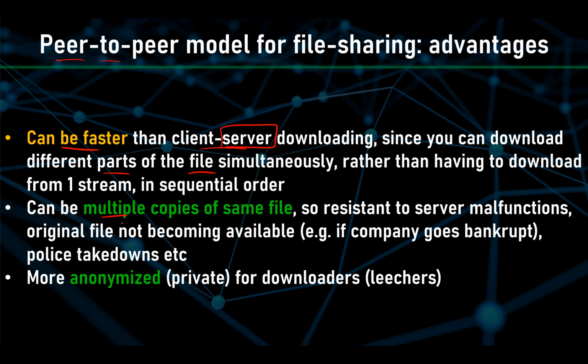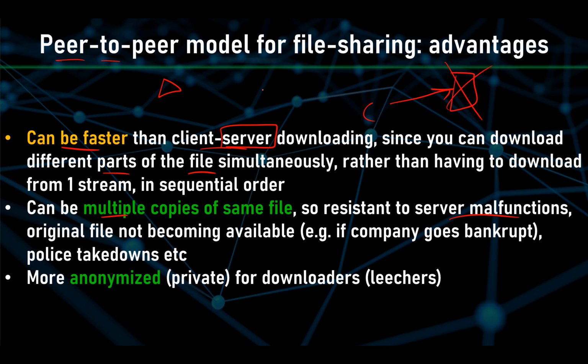Also, if you've got a healthy network, where the file is copied among lots of different peers, then you can have multiple copies of the same file. So that's going to be resistant to server malfunctions. In a client-server model, if you only have one server and it goes down, all of these clients will be sending their requests, but they're not going to get any response.